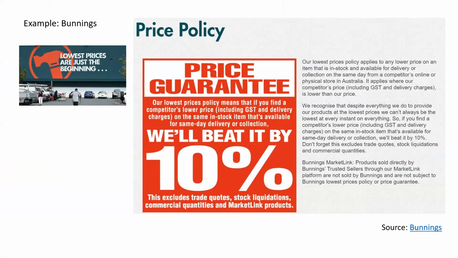Probably the best example of this is Bunnings. If you've ever shopped at Bunnings or seen a Bunnings commercial, they have a price guarantee. And what that means is if you find a cheaper price elsewhere, they will beat it by 10%. There's a few terms and conditions on that. But basically, their Bunnings pricing comes down to what can you find it at somewhere else, and we'll beat it by 10%. So that's a great example of setting prices based on what competitors would charge.